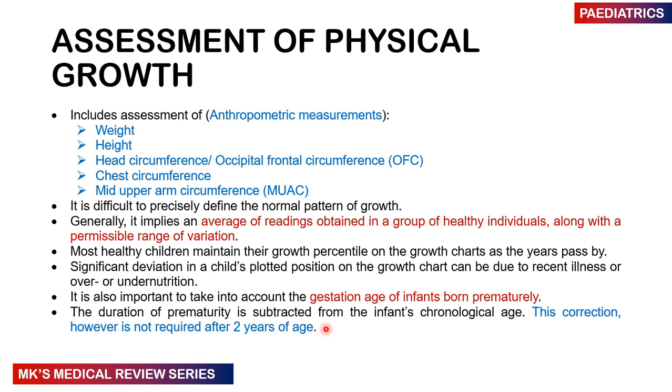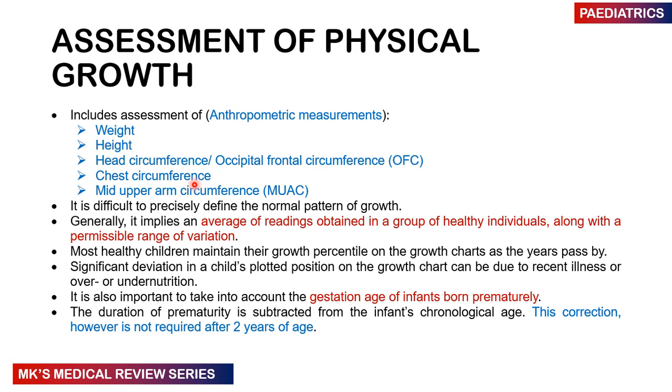So how do we assess physical growth? There are what are known as anthropometric measurements: the weight, the height, the head circumference, which is also referred to as the occipital-frontal circumference, the chest circumference, and the middle upper arm circumference. Whenever you are dealing with a pediatric patient, you want to take these anthropometric measurements.